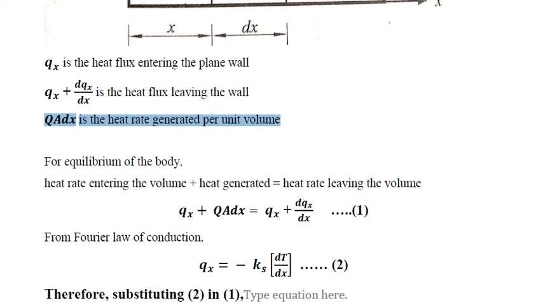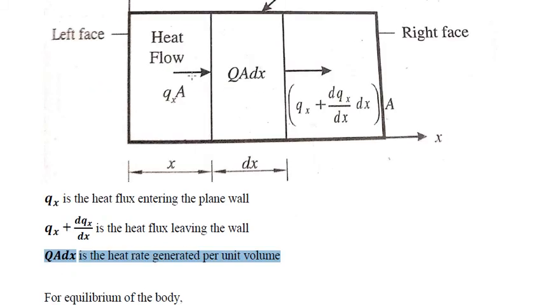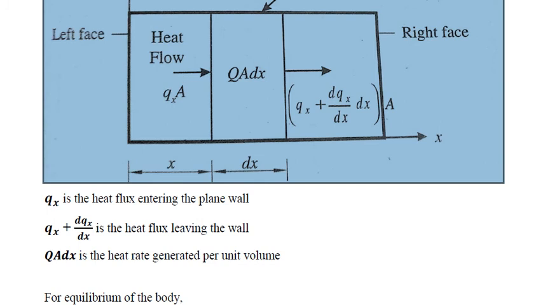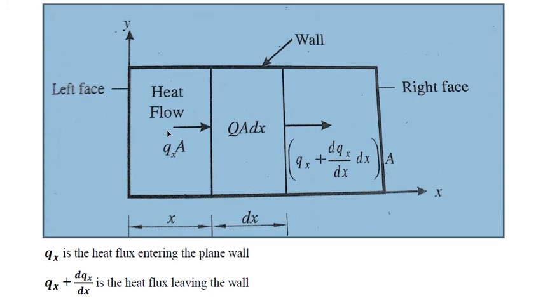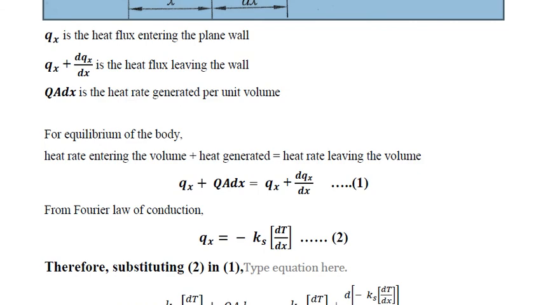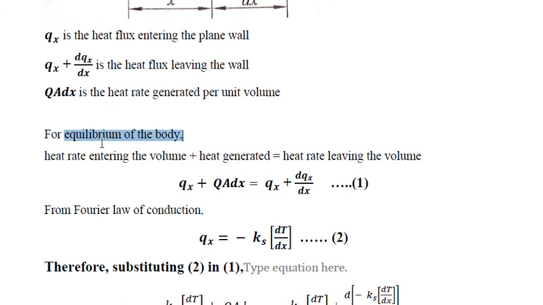Now, for the equilibrium of the system, this amount of heat flux plus internal heat generated should be equal to the amount of heat leaving. I'll repeat, the amount of heat flux entering the wall plus heat generated should be equal to the amount of heat flux leaving that portion of the wall. That is the concept of equilibrium of the body.